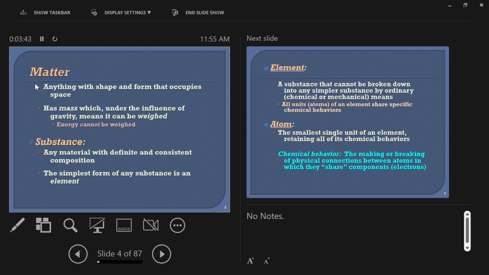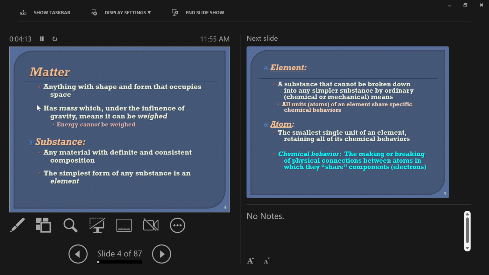All right, so matter, right? Matter is just defined as anything with shape and form that occupies space. Simply put, matter has mass. What does it mean to have mass? It means that you are made of matter and occupy space. So it's a circular statement, right? Matter occupies space and has mass. Mass is anything that occupies space and is matter. They're defined by each other.